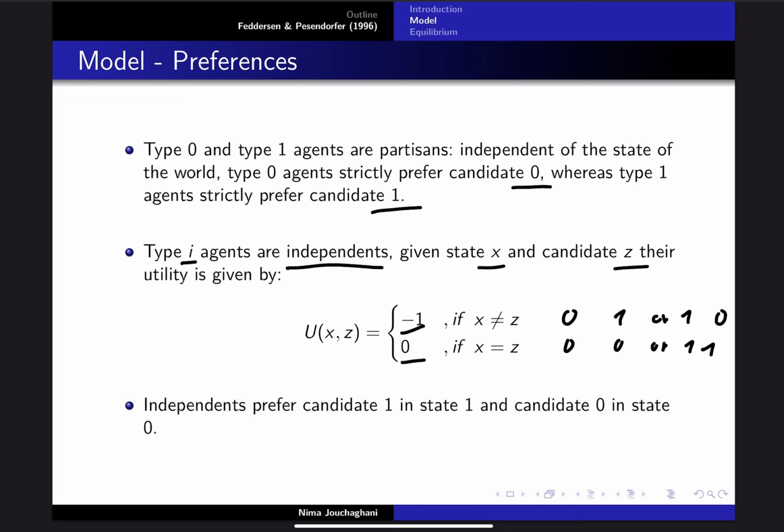Think of independents as individuals who think: if there is climate change, then I will vote for the Green Party; if there is no climate change, I will vote for the CDU, for instance, or some other party. This is the idea of independence, so their choice is state dependent. And partisans are hardcore people. People who do not believe in climate change vote for other parties than the Greens. People who believe in climate change vote for the Greens.